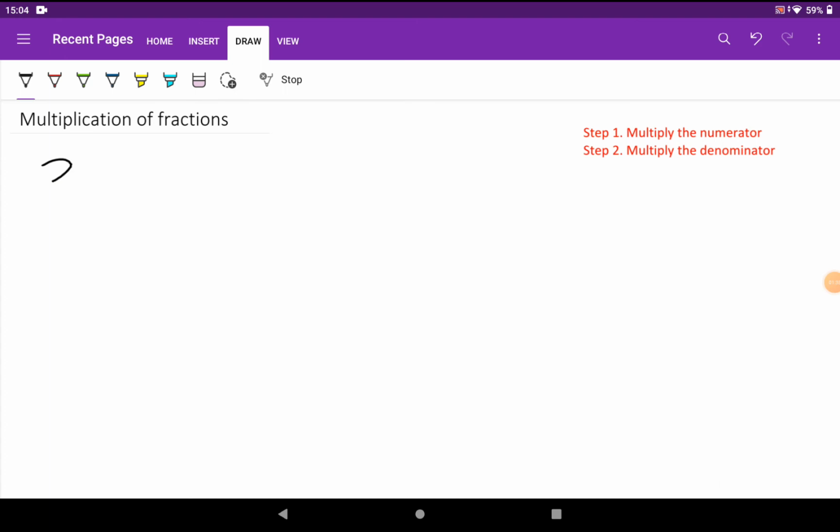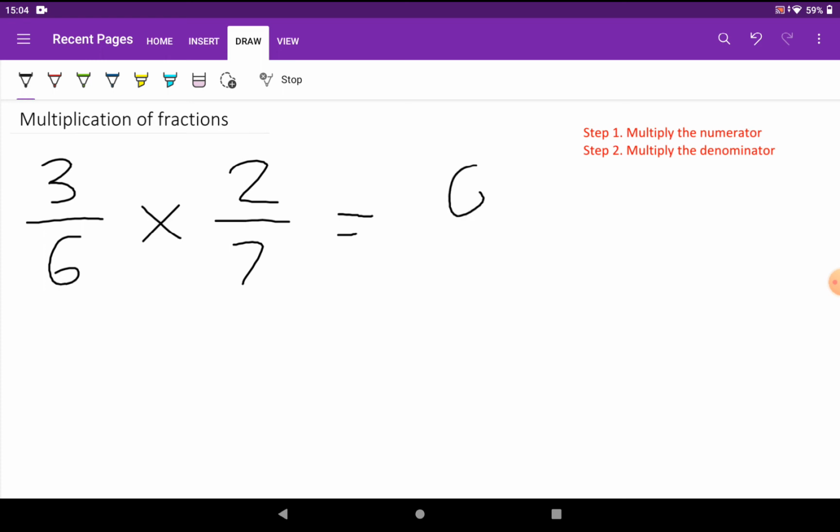Okay, so 3 divided by 6 times 2 divided by 7. In this case, step 1 is to multiply the numerators. So 3 times 2 is 6, divided by 6 times 7, which is 42. This can also be simplified.